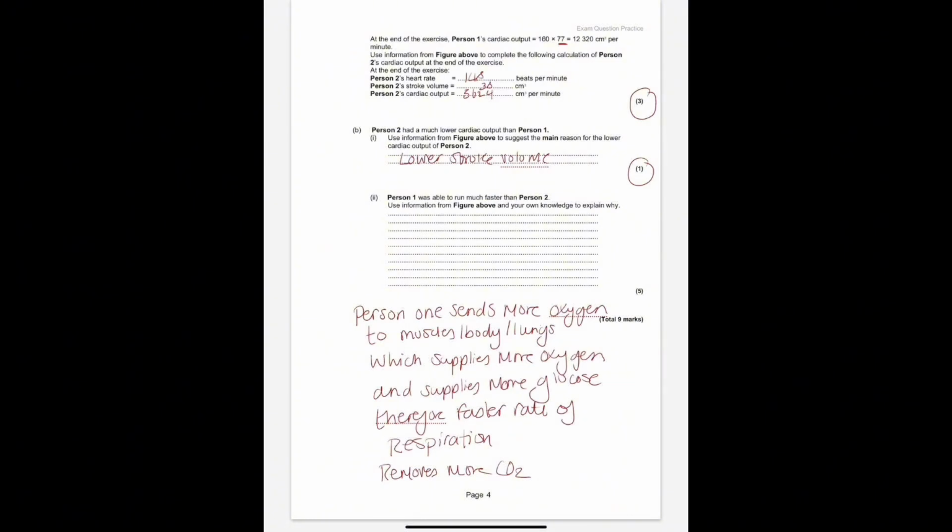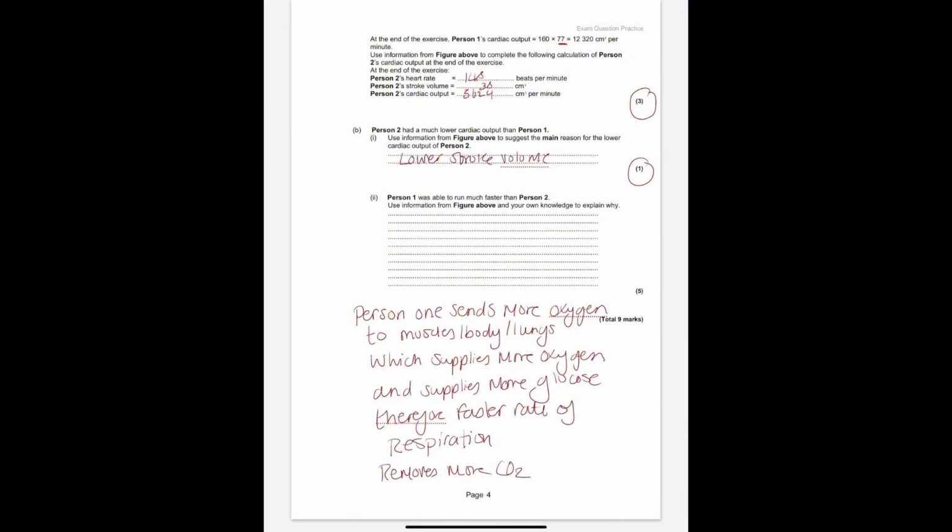So person 1 sends more oxygen to the muscle, the body, and the lungs, which supplies more oxygen and supplies more glucose, and therefore these two reactants, which are oxygen and glucose, are used for respiration, which is why respiration occurs at a faster rate, because we've got more of it. We've got more glucose and we've got more oxygen.